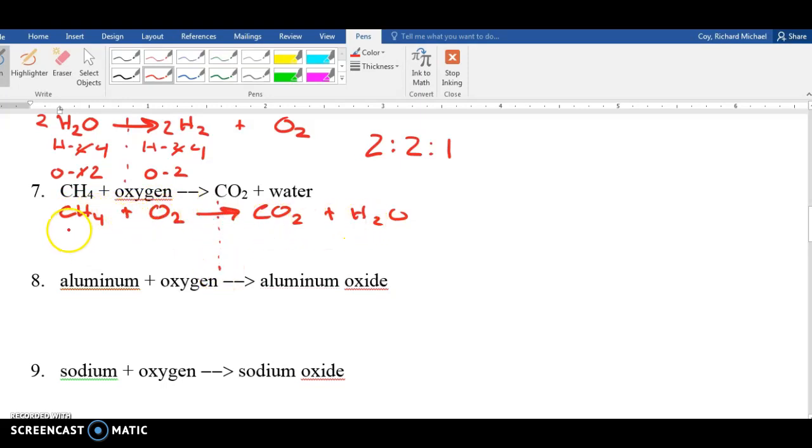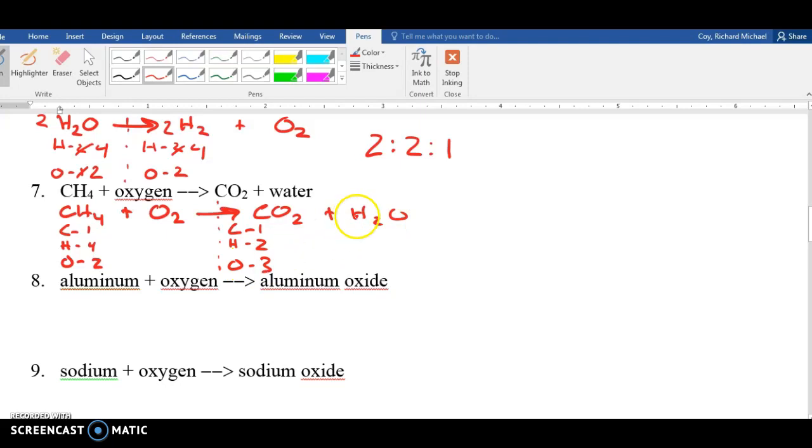So it's going to be a challenge. They always are. C, H's and O. 1 carbon, 4 hydrogens, 2 oxygens. 1 carbon, 2 hydrogens, and 1, 2, 3 oxygens. We're going to leave the oxygens for last.